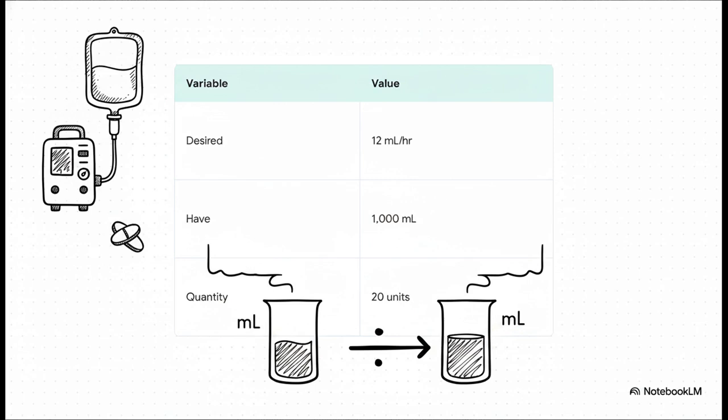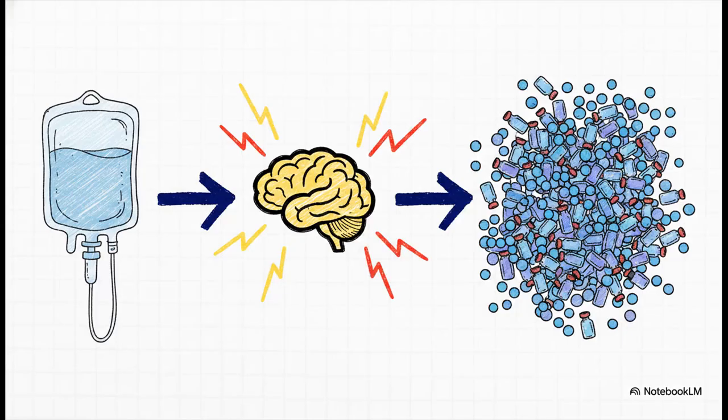The great news here is that our units of measurement for that first division step perfectly match up as milliliters. We can safely divide 12 by 1,000 without a problem. However, before we solve the whole thing, notice where we need to end up. Our final answer needs to be in milliunits, but our quantity is sitting there as 20 units.